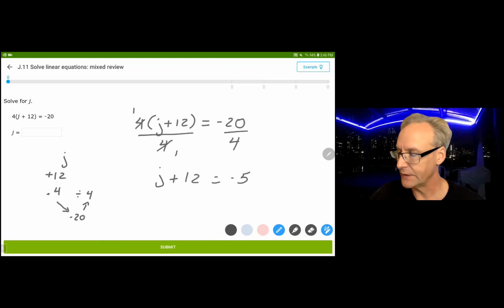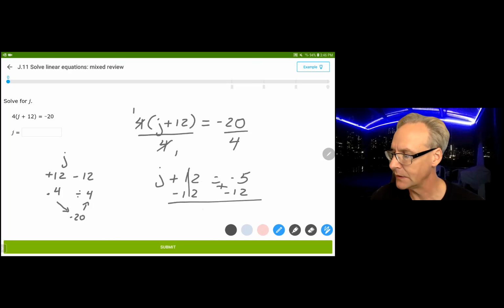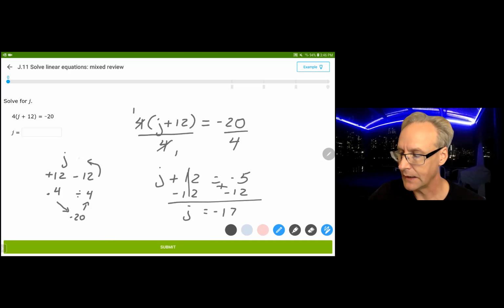And then to get rid of that plus 12, I have to do the opposite. I have to subtract 12. So I subtract 12 from both sides. You can think of it as adding a negative 12. It means the same. And J, of course, is equal to negative 17. And if you think of it this way, I'm at negative 17. And if I add 12 and multiply by 4, I'll get to negative 20.